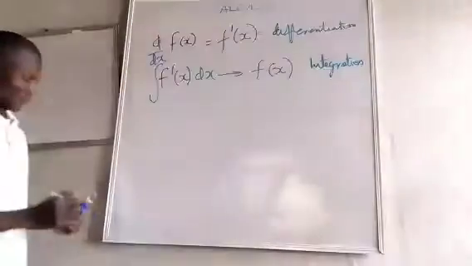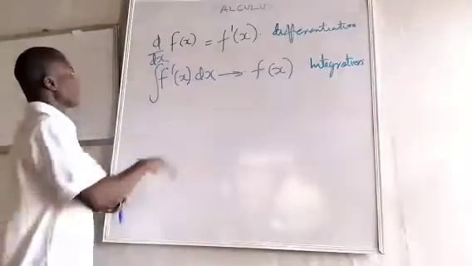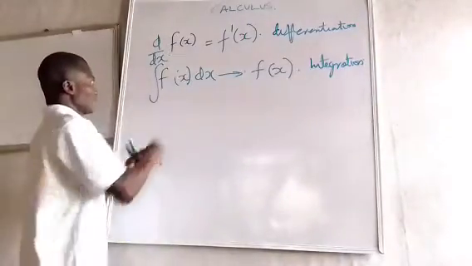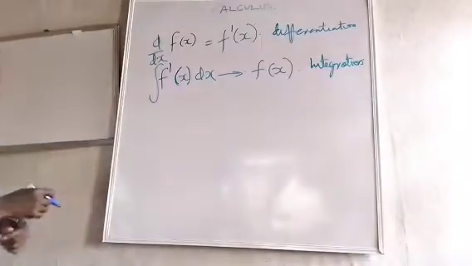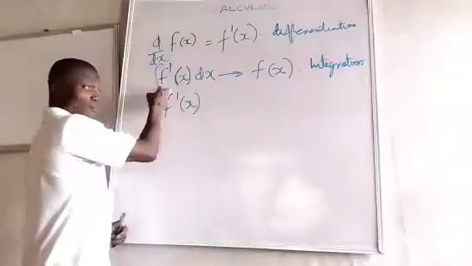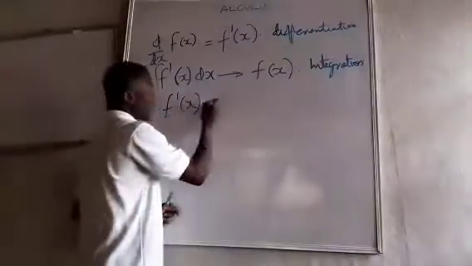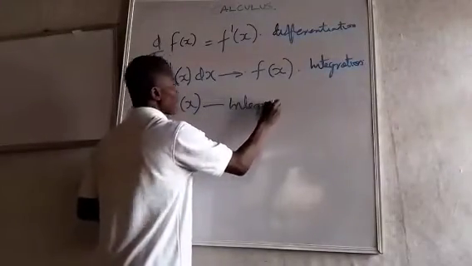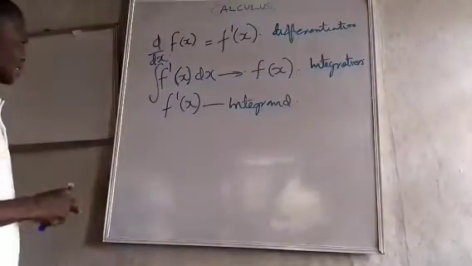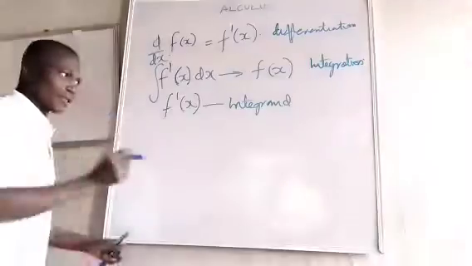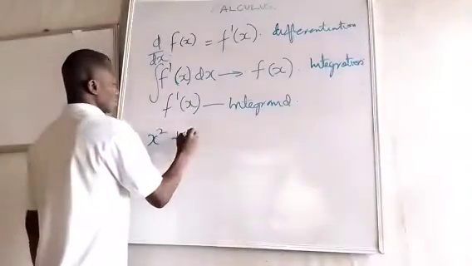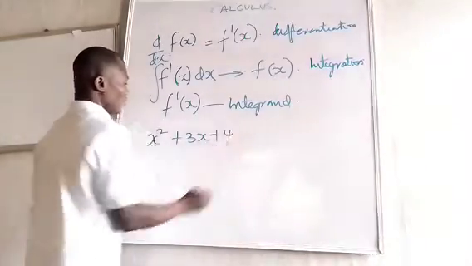But in integration, okay, now let us remove this. Let us call it a normal function or whatever. Okay. Let me leave it like this. This one is always referred to as this. At this stage, where we are integrating it, we refer to it as the integrand. Then, what again? Let's look at a function like this: x squared plus 3x plus 4.